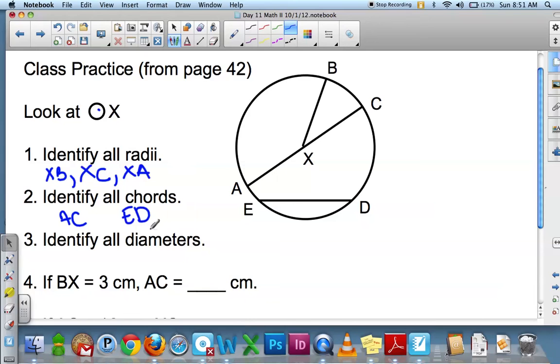Okay. Identify all of the diameters. So looking at this figure here, I'm only seeing one diameter because it's going through the center of our circle. So that's AC. Okay. Next one. It says that BX is equal to 3. So XB is my radius. So we need to know how long AC is. Well, if BX is 3, doesn't that make XC 3 as well as XA because they're all radii? So A to C is going to end up being 6.